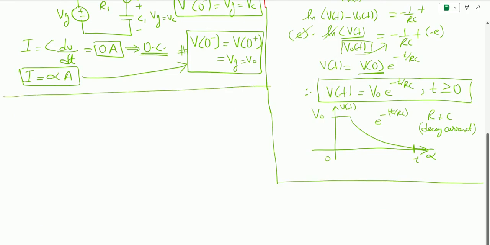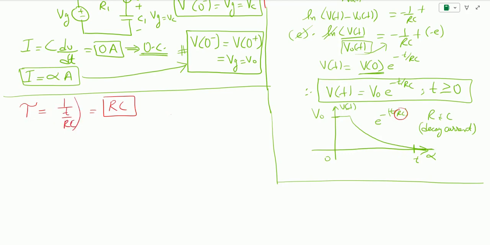Similarly, we can also get the equations for the current and the power, but the important thing is the time constant for RC circuits. In this scenario we can see that the time constant comes out to be RC. This is tau. So here the exponent is basically minus t divided by tau, where tau is RC.